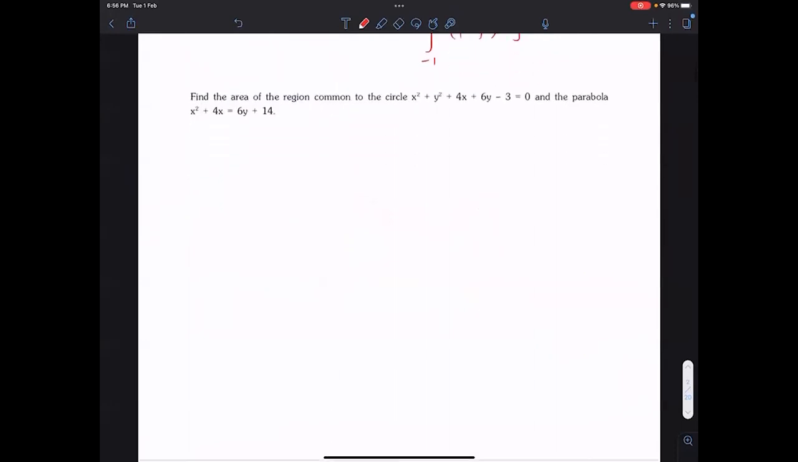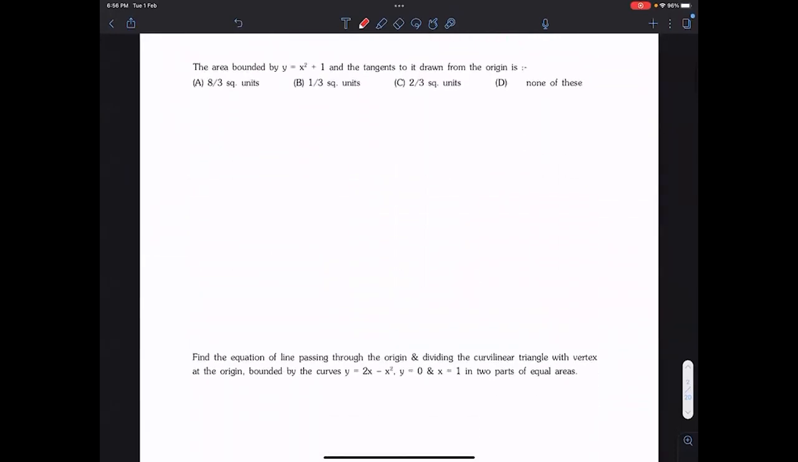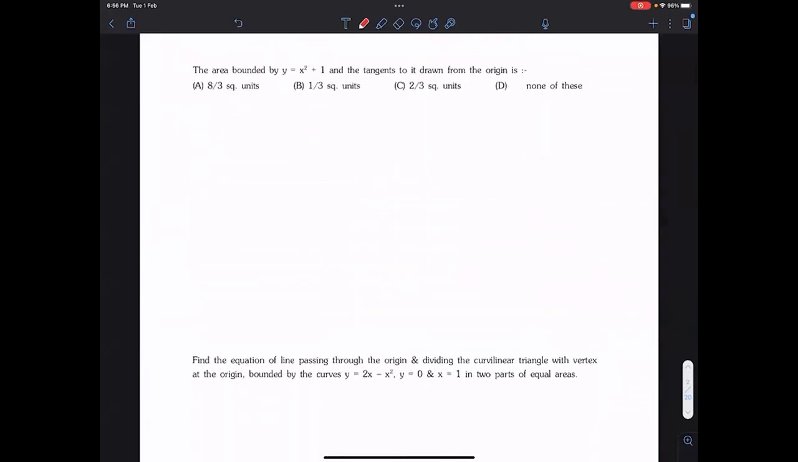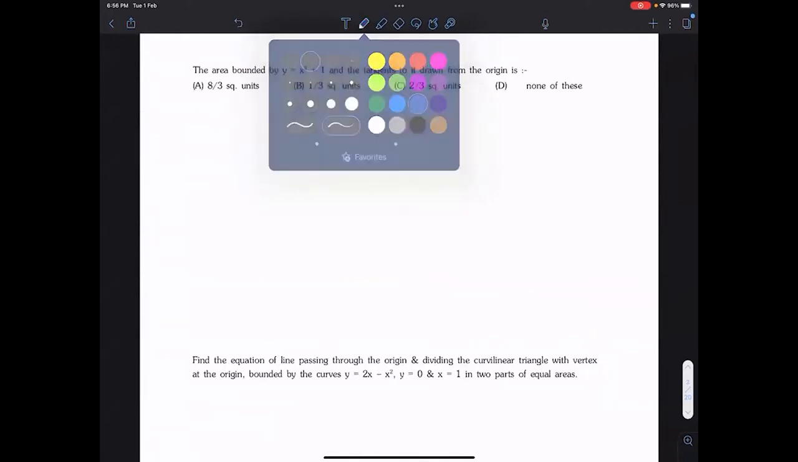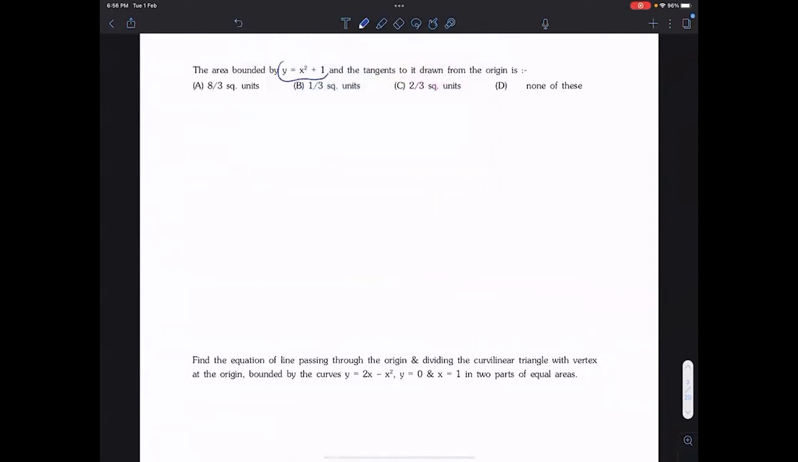Next, we'll come to this kind of questions slowly. Next one, area bounded by y equals x square plus 1 and the tangents drawn through it from origin. Okay, so how will you draw y equals x square plus 1?